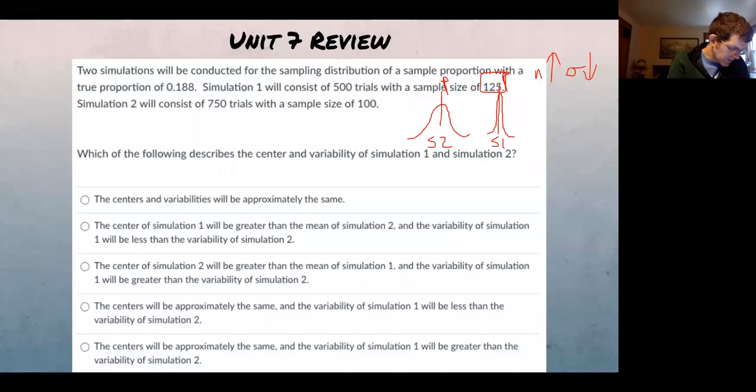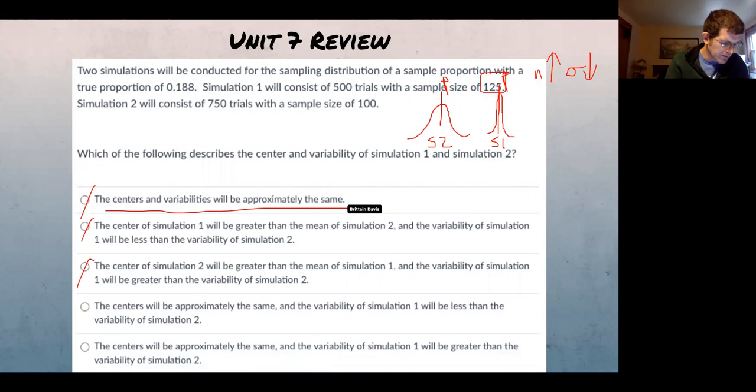So that crosses off these. Well, it doesn't cross off this one, but we know the variability is different. So the variability is not the same. I'm crossing that off as well. And we know that simulation 1 is going to have a smaller standard deviation, so therefore it has less variability than simulation 2. And there's my answer.